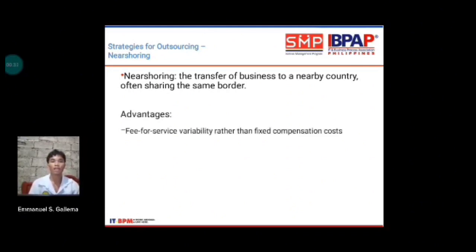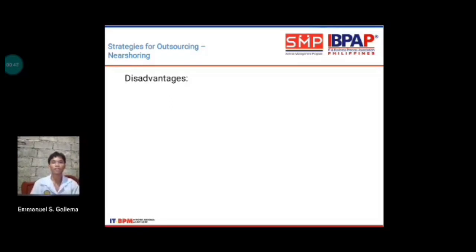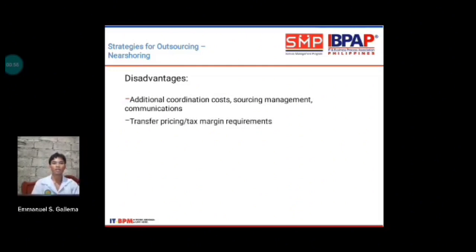So these are the advantages. Fee for service variability rather than fixed compensation cost. 2, significant labor cost arbitrage. These are the disadvantages. Additional coordination cost, sourcing management and communications, transfer pricing and tax margin requirements. Example: a Hong Kong retail firm offshoring garments manufacturing in Manila.